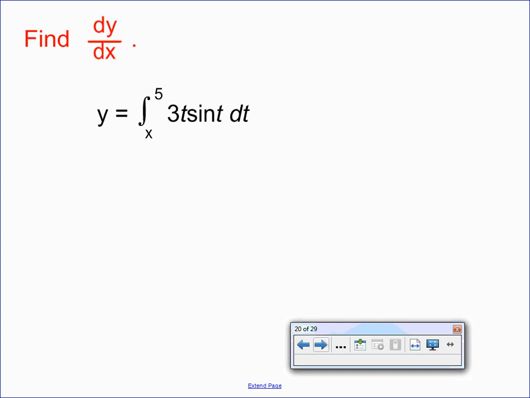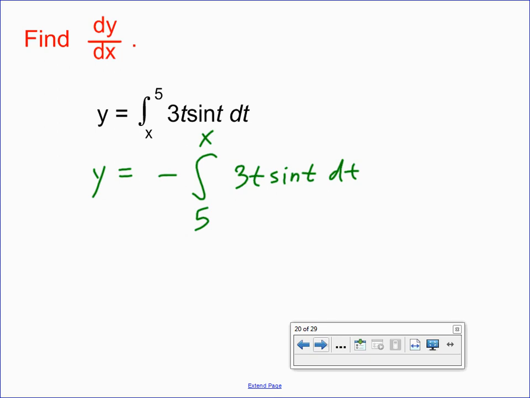A couple things are different about this. What's one thing that's different? What's different about the limits here? Sophia? X is the lower limit. Yeah, x is the lower limit. In my fundamental theorem of calculus here, we've always had my variable be the upper limit. So can we handle that? Well, certainly. Can we rewrite our original by applying our properties of definite integrals, which allows us to flip the limits so long as we include what? The negative sign. So this is the same as the opposite of the definite integral from 5 to x of 3t sine t with respect to t.